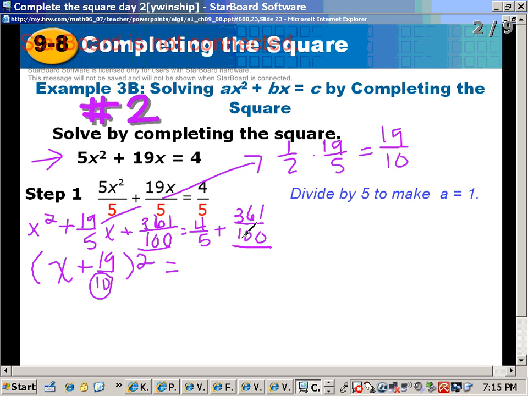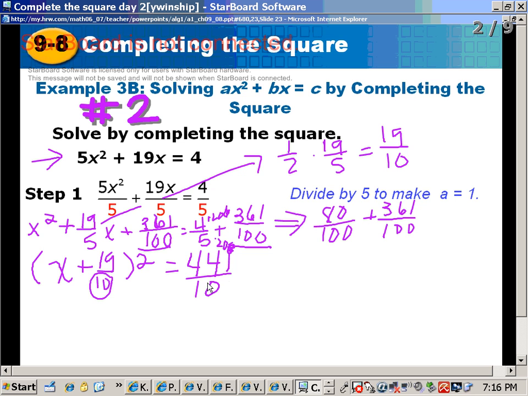Now I need to add these together, so I'm going to get a common denominator of 100. I need to multiply the top and the bottom by 20. That gives me 80 over 100 plus 361 over 100. Add those together, that gives me 441 over 100. Now I'm ready to take the square root of each side.